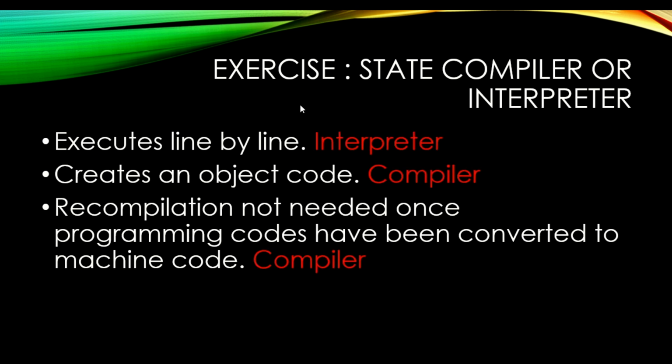So these are the answers to this exercise. Executes line by line is an interpreter. Creates an object code is a compiler. Recompilation not needed once programming codes have been converted to machine code is a compiler. There is no need for the translator to be present when the executable file is being run.